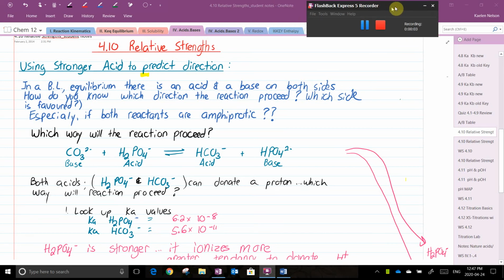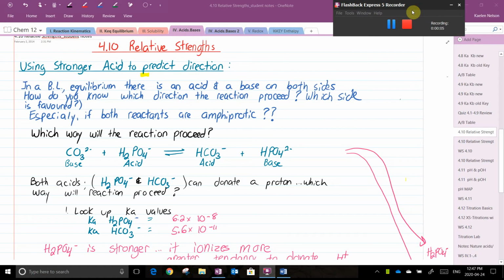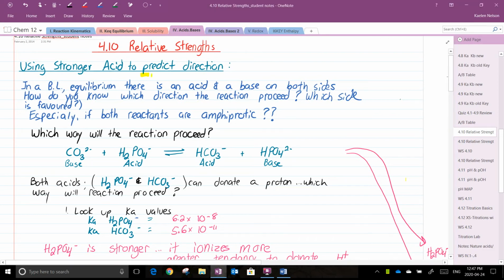This is section 410 for Acids and Bases unit of Chemistry 12. Topic is relative strengths and predicting the direction of an equilibrium. So you use the stronger acid to predict the direction of an equilibrium.